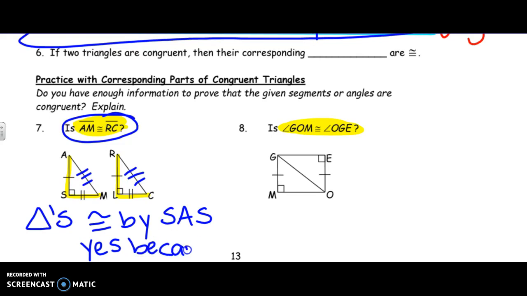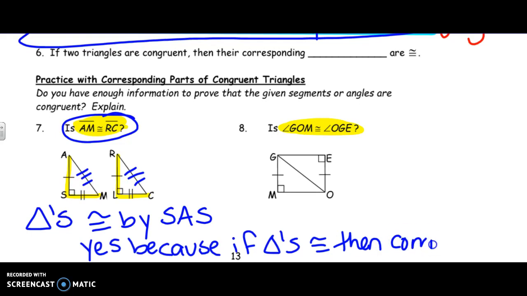because, and here's your long statement, if triangles are congruent, then their corresponding parts are congruent. Ooh, this is a long statement.